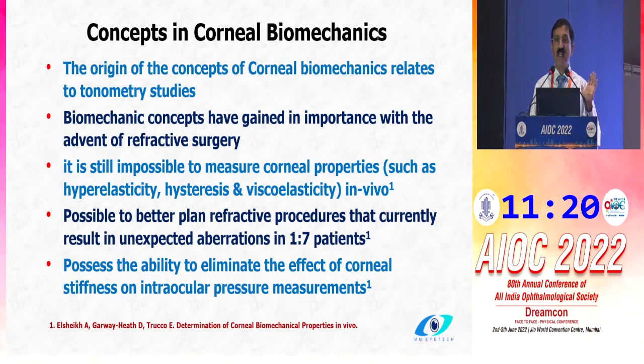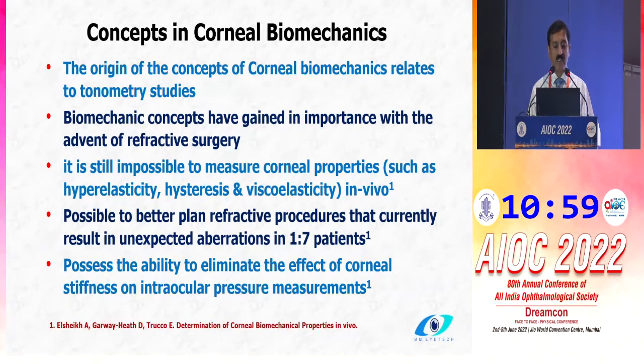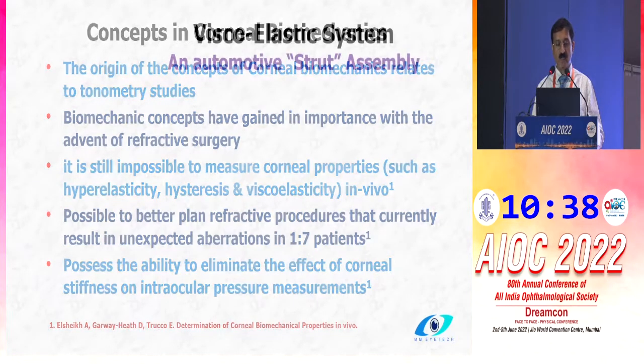The tonometry studies done 40, 50 years ago were really the base for the production of these equipments. These have now gained importance because of the advent of refractive surgery and the complications that arose out of it, namely ectasia. It is still impossible to measure corneal properties such as hyperelasticity, hysteresis and viscoelasticity in vivo, but these instruments at least are a step in that direction. It's possible to better plan refractive procedures that result in these unexpected aberrations, and it also possesses the ability to eliminate the effect of corneal stiffness on intraocular pressure measurements, and I'll elaborate this as we go on.